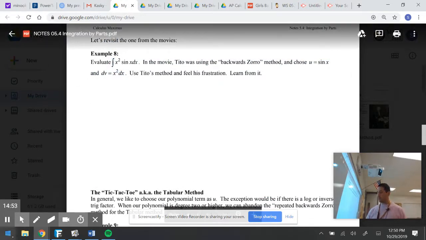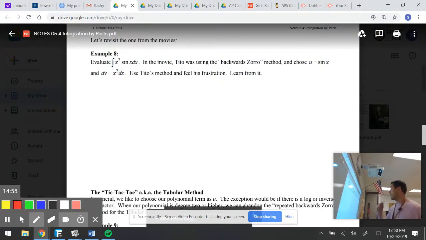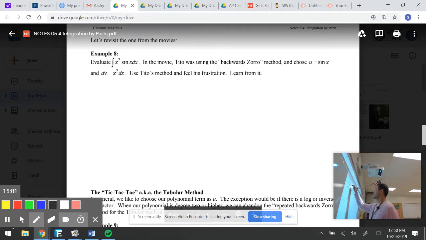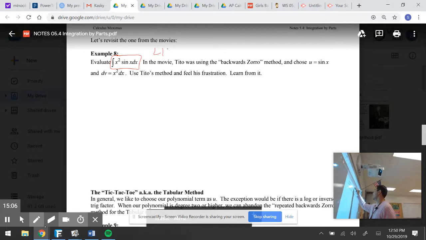This is the actual problem from Stand and Deliver. I'd rather get to this problem and then show you guys this shortcut of Zorro. But watch what happens here. We're going to do this one by integration by parts. So we do our LIPET, right? Is there a log? No. Is there an inverse trig? No. There is a polynomial, though.